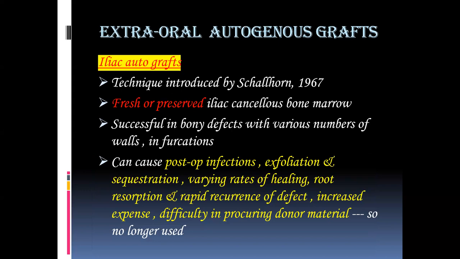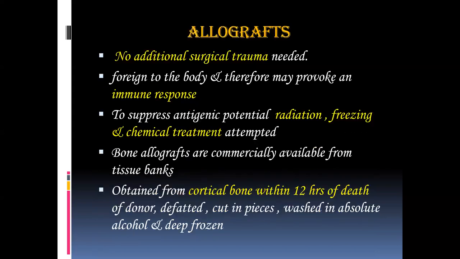The extraoral autogenous graft is mainly the iliac autograft, and the technique was introduced by Shallon in 1967. It is fresh or preserved iliac cancellous bone marrow, but the disadvantages are that it can cause postoperative infections, exfoliation and sequestration, varying rates of healing, root resorption, and rapid recurrence of the defect, increased expense, and difficulty in procuring the donor material.